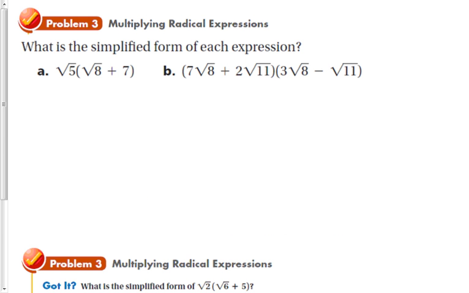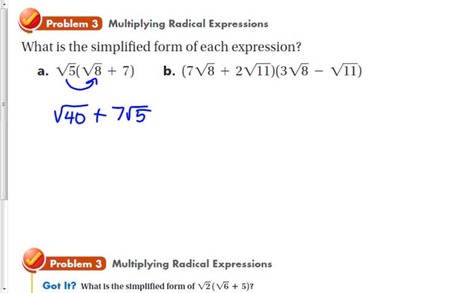All right, to multiply radical expressions, again, we're going to use the distributive property and the multiplication property of square roots. When I multiply square root of 5 times the square root of 8, that's the same as the square root of 40. And when I multiply the square root of 5 times the whole number 7, I'm just going to write that as the expression 7 times the square root of 5.